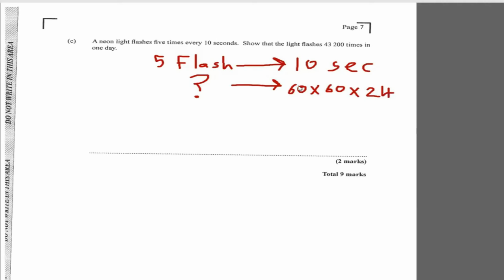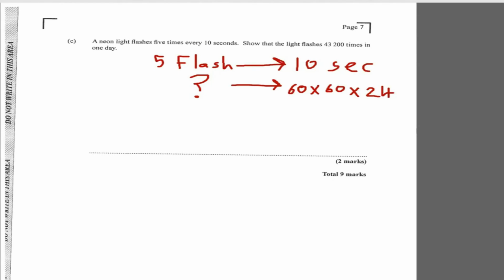60 times 60 gives us 3,600 seconds in an hour. Then we multiply by 24 to say there are 86,400 seconds in 1 day. All right. Now we want to know how many flashes will correspond to this.